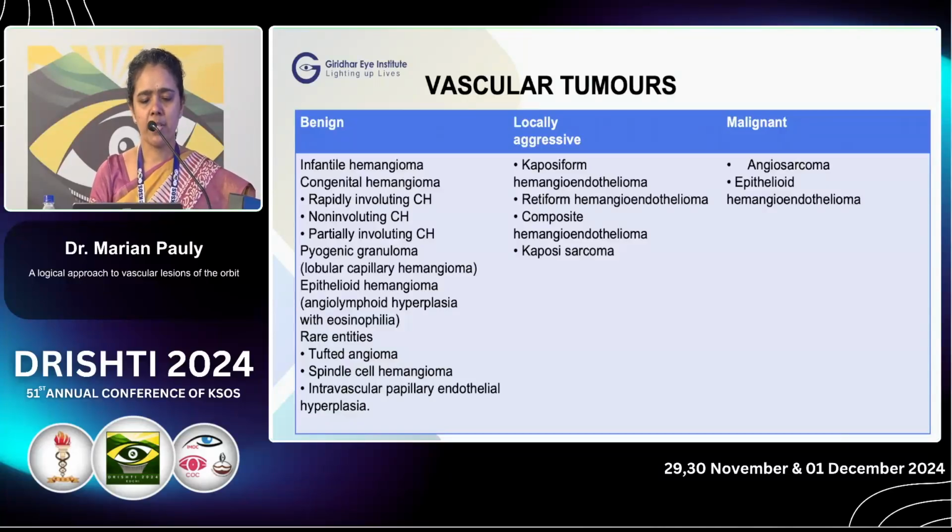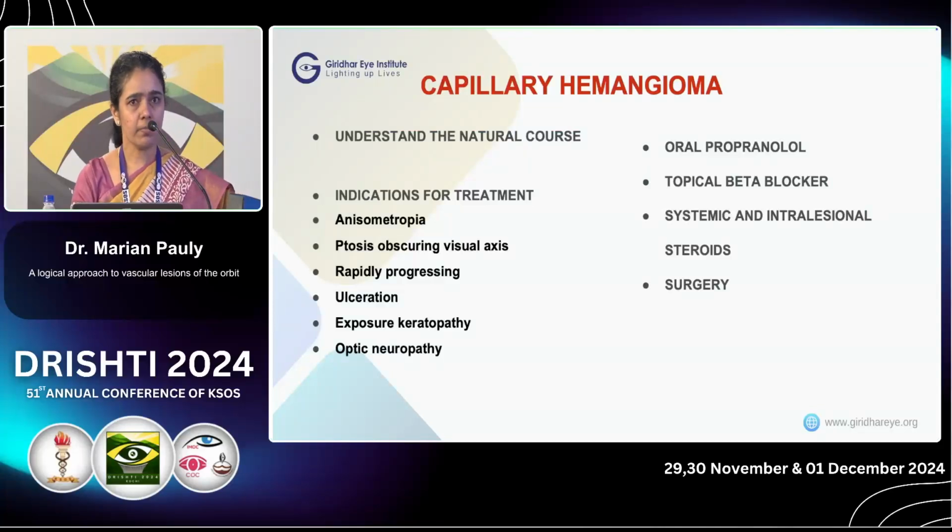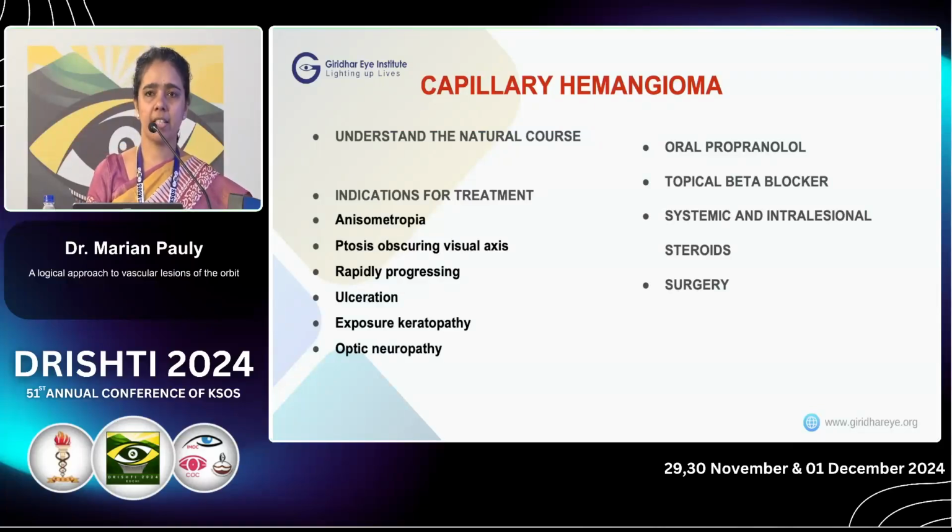Among vascular tumors, the most common which we come across is infantile hemangioma. It is called capillary hemangioma of infancy. It's always a clinical diagnosis, and we have to understand the natural course. Usually the child will present around 3 weeks with a small reddish lesion. Sometimes it can present early, and it will start gradually growing. Most of the time the parents present to us around 2 or 3 months, and you can get the old photographs and see the natural course.